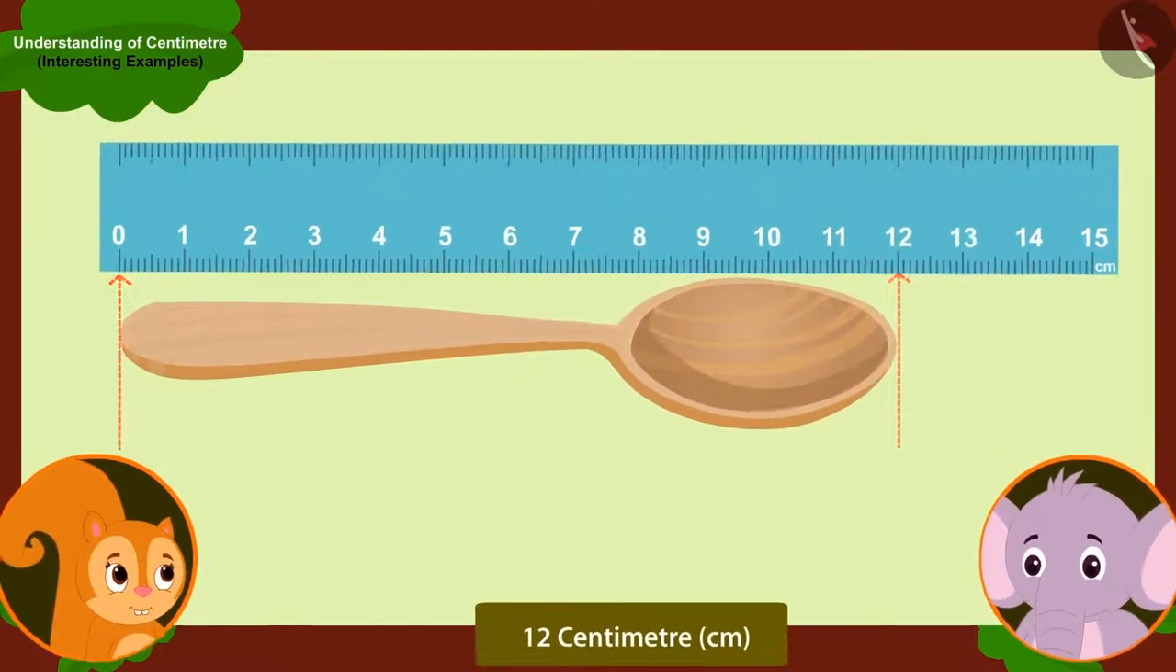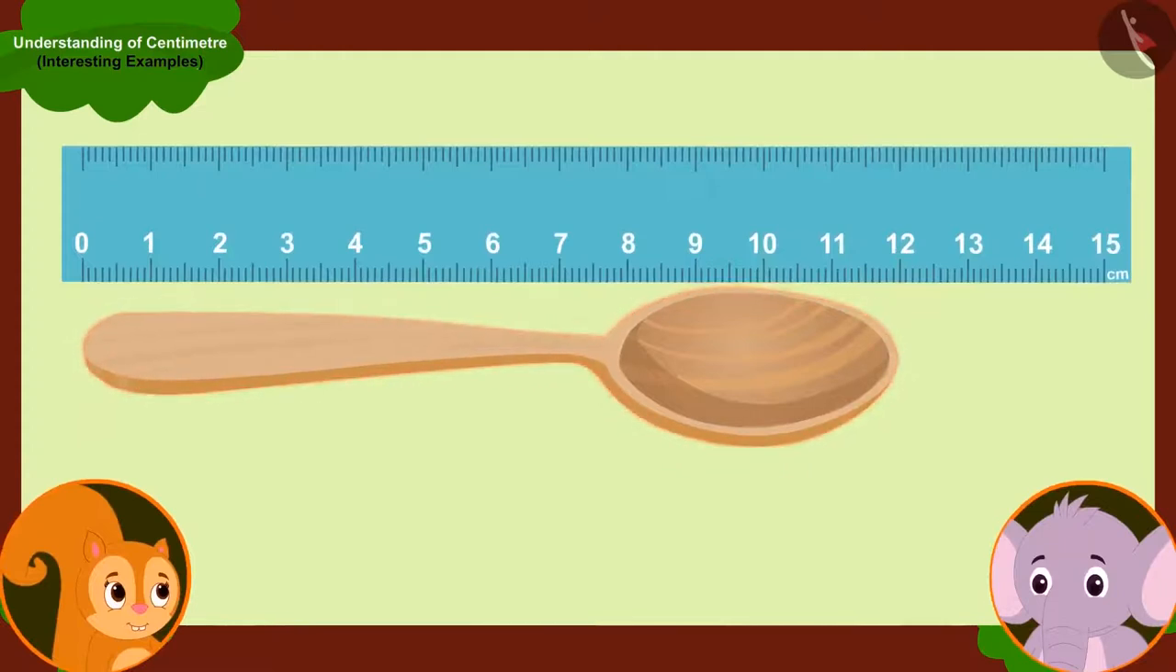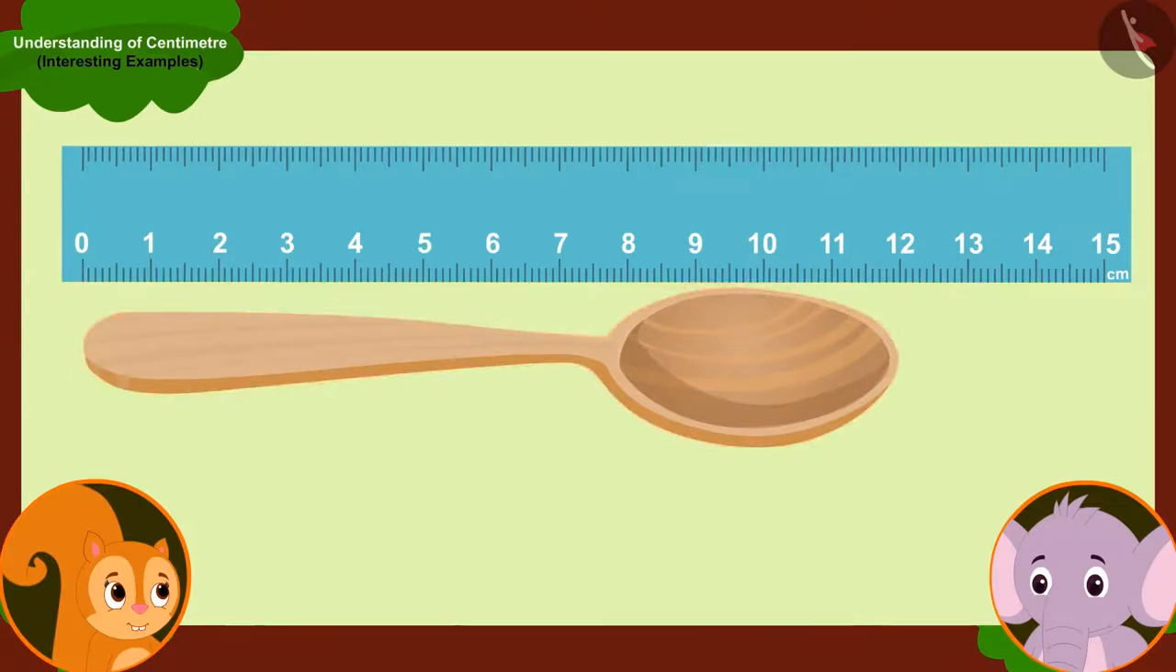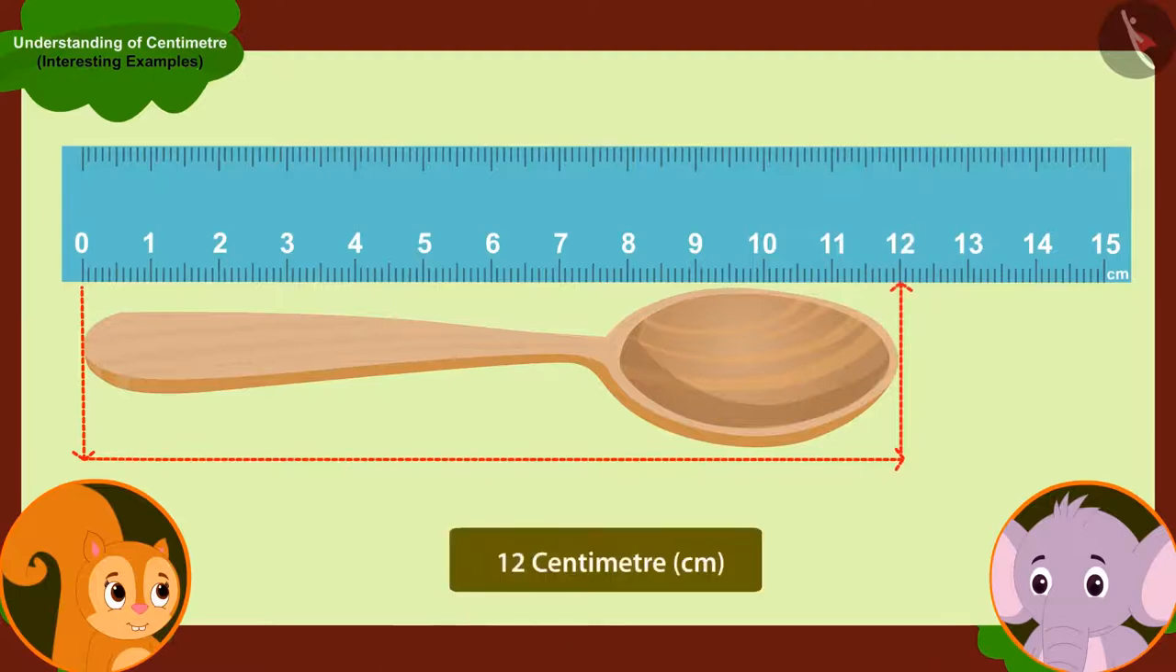Appu said to her, "Whenever you have to measure the length of any object, you place it next to the ruler in this way and start measuring from zero. The number which is reaching the other end of your object, the length of your object will be that centimeter."